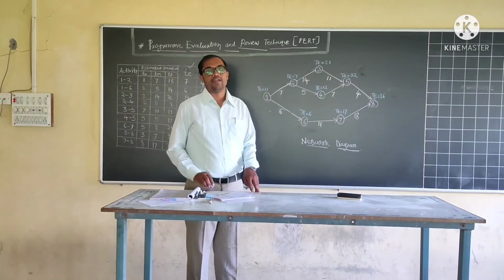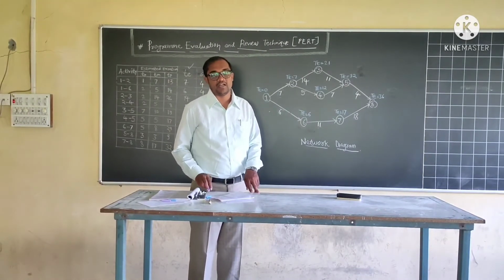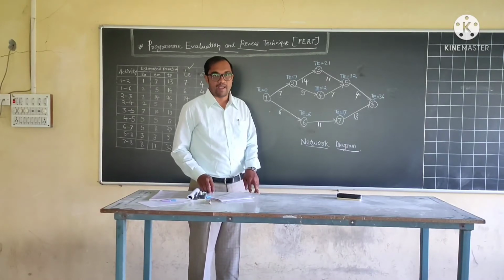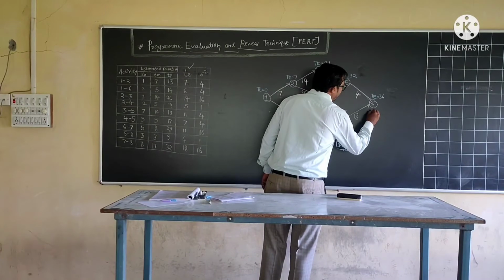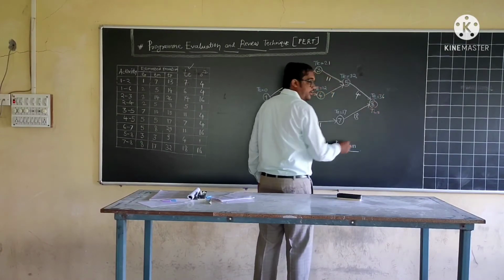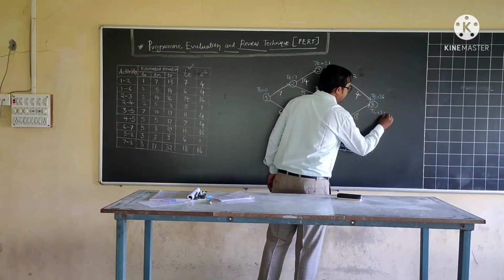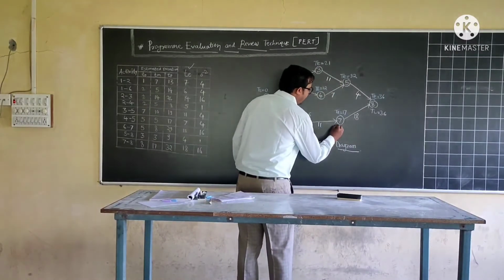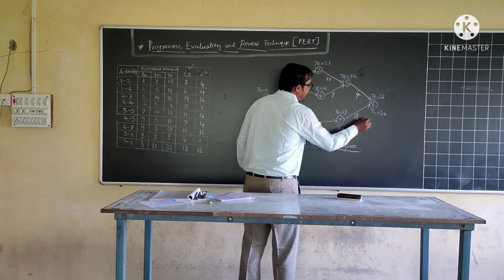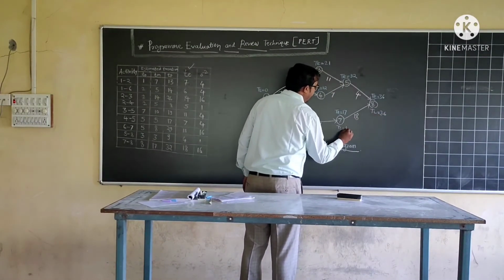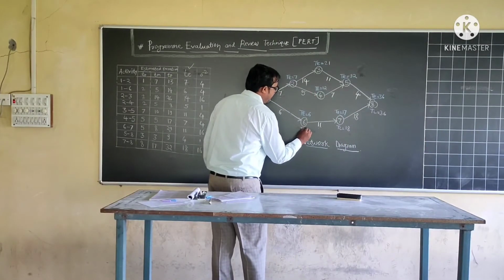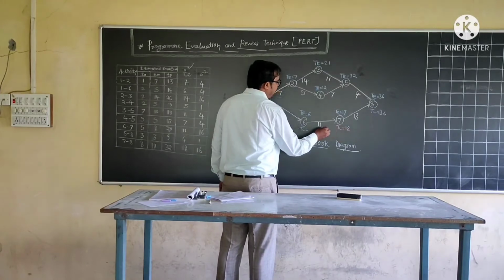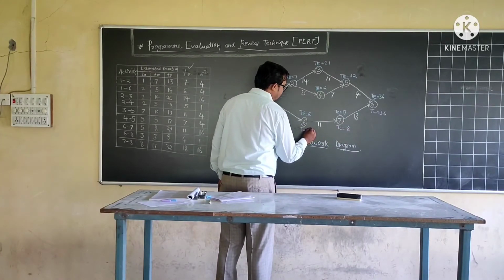Now we will calculate values of TL, that is latest allowable time, with the help of the backward pass method. So let us see TL. The value of TL, as usual, is equal to the project duration, 36. For event number 7, TL value will be 36 minus 18, 18. For event number 6, TL value will be equal to 18 minus 11, that is 7.